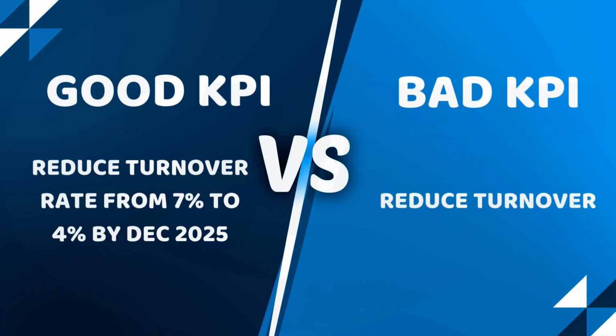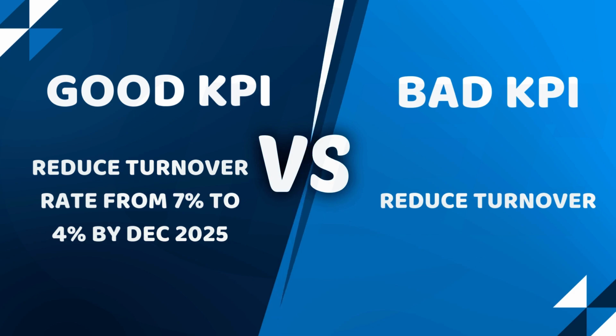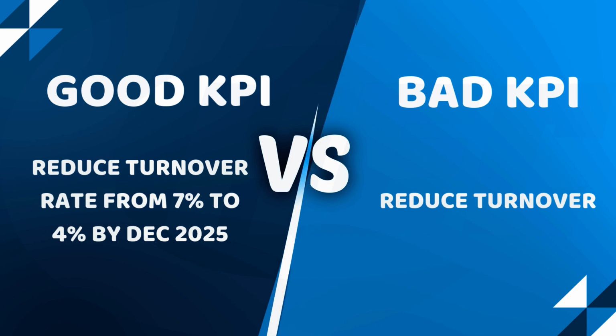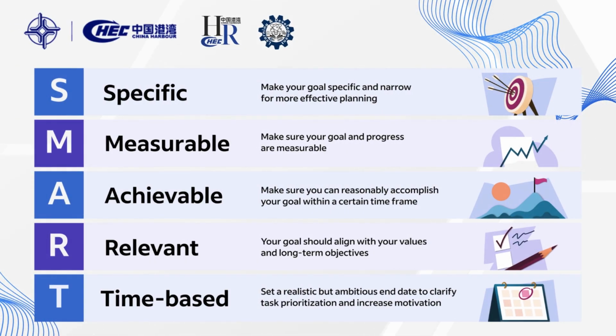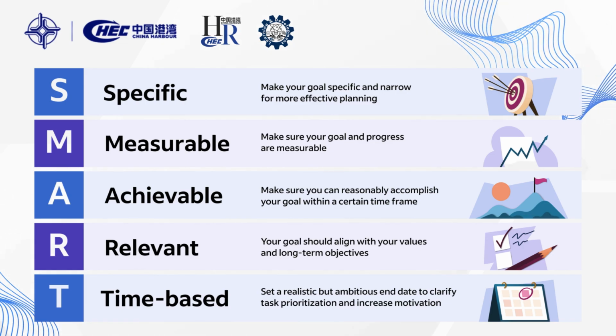A good KPI is clear and measurable. For example, reduce turnover rate from 7% to 4% by December 2025. A bad KPI would simply say, reduce turnover, with no timeframe, no measurement, and no clarity. Always make KPIs SMART: specific, measurable, achievable, relevant, and time-bound.